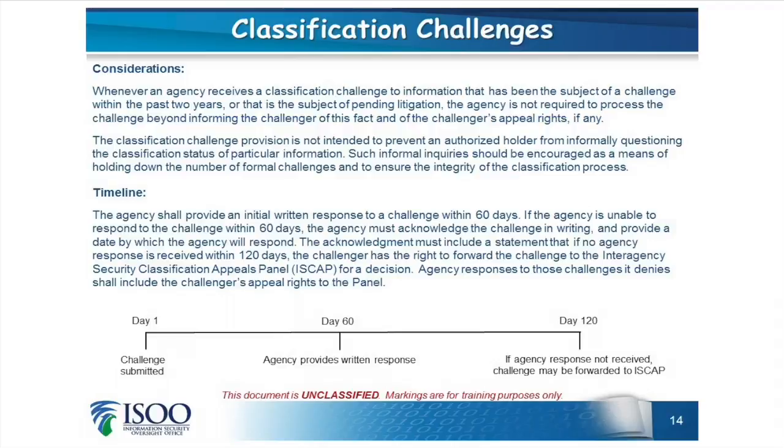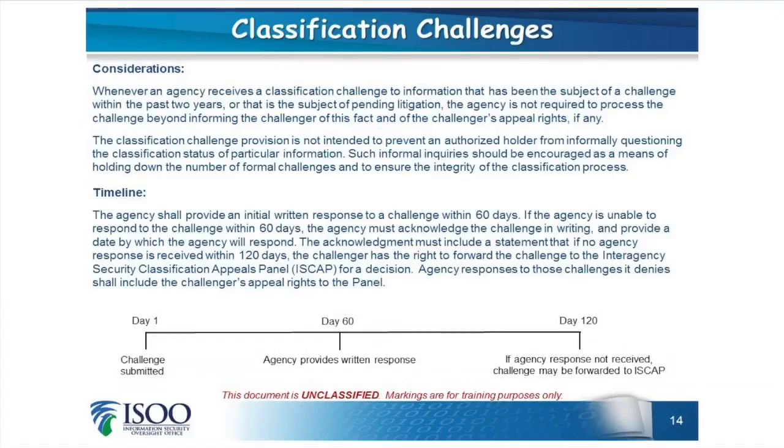32 CFR 2001 also lays out the timeline for initial responses and appeal submission. The agency has 60 days to provide an initial written response to the classification challenge. If they cannot provide a response within 60 days, the agency must acknowledge receipt of the challenge and provide a date by which the agency will respond. The agency must also advise the challenger that if no agency response is received within 120 days, the challenger has the right to appeal the challenge to the Interagency Security Classification Appeals Panel, or ISCAP.